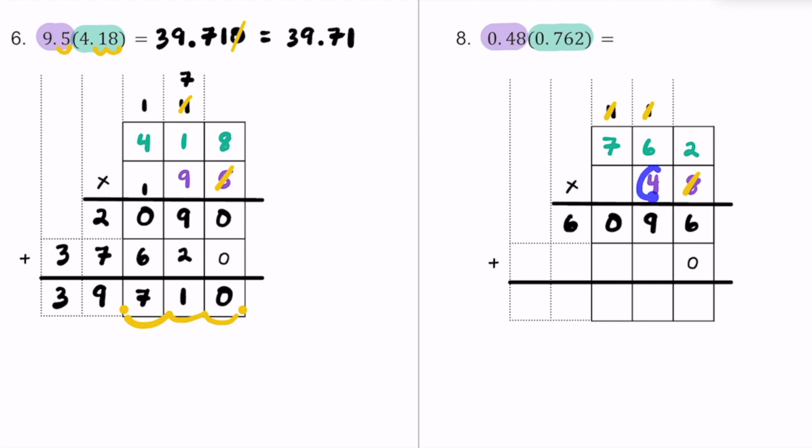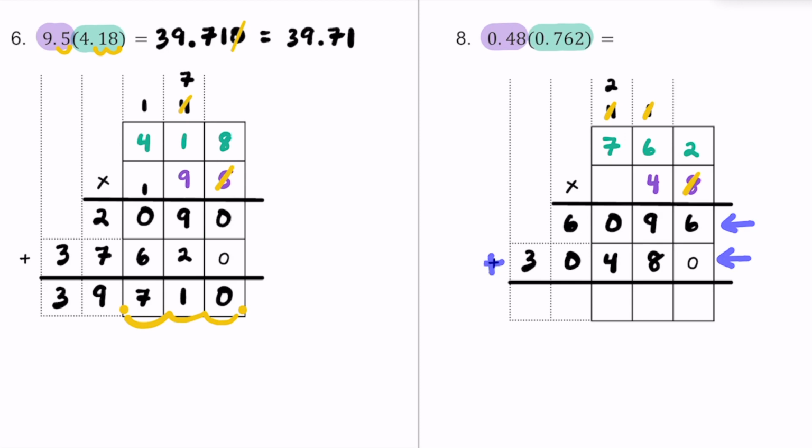And we can take a look at this 4 now, which is really representing 40. So make sure you put a placeholder here. And then 4 times 2, that's going to be 8. Let's go ahead and put an 8 right over here. Then we have this 4 times 6, which is 24. We'll put that 4 and carry the 2. And one final time, we're going to do 4 times 7. That's going to be 28 plus this 2, and that should be 30. Put 3 and 0 right over here. All right, so we have our two partial products. This was 8 times 762, and this was 40 times 762.